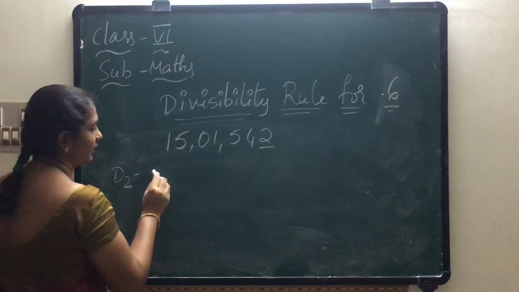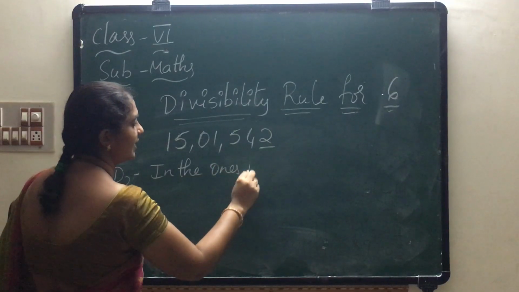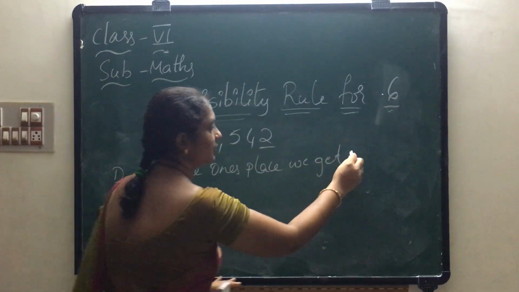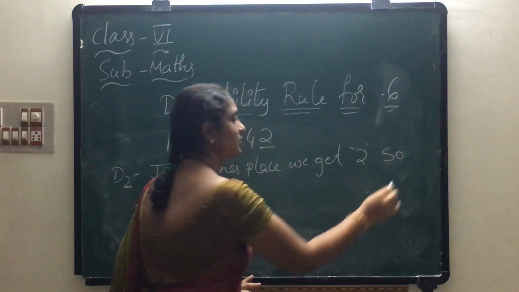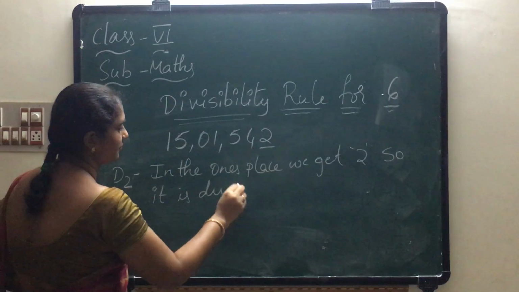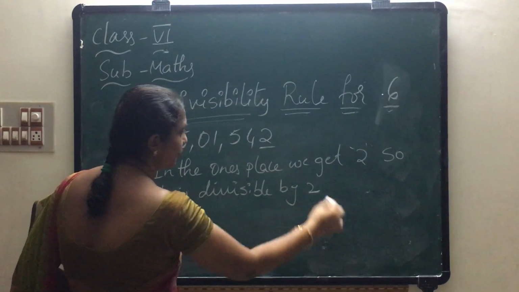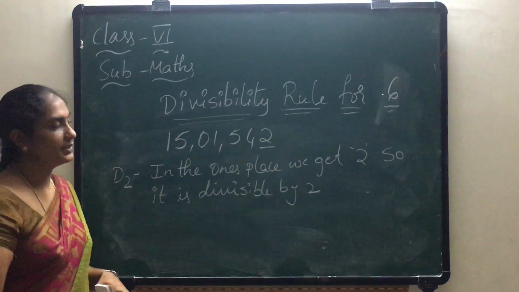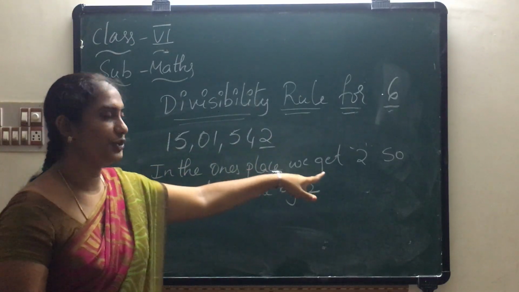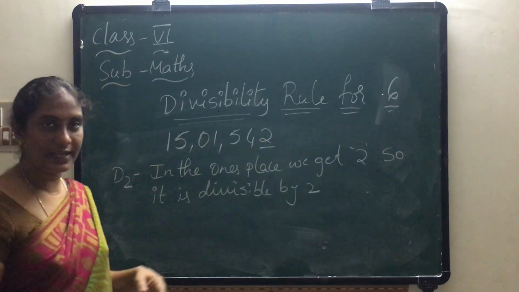Now, right here, in the ones place, we get 2. So it is divisible by 2. Okay children, see, in the units place we got 2. So in the ones place we get 2. So the total number is divisible by 2. Okay, now check D3.